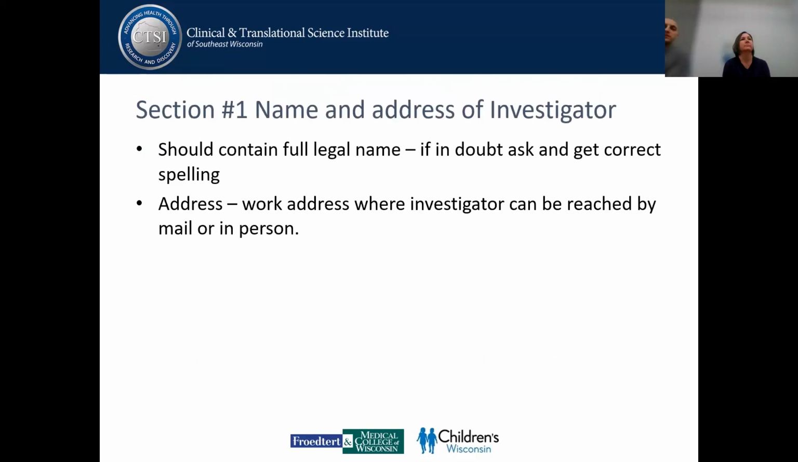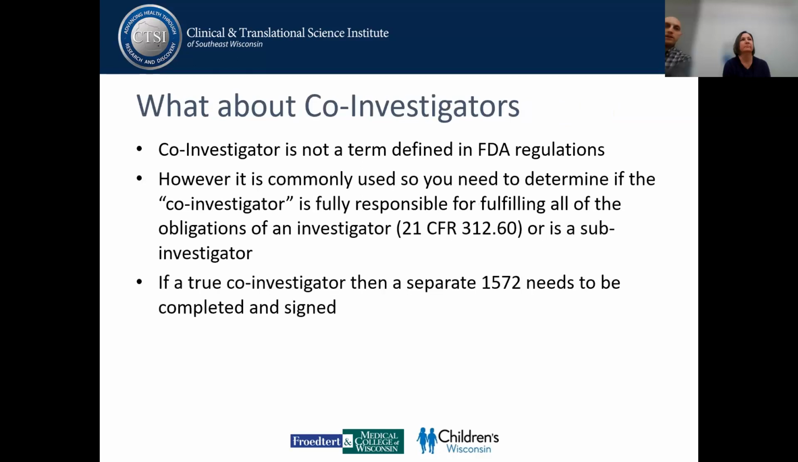So starting with section 1, which is the name and address of the investigator. The name that should be put in should be the full legal name. So make sure that you know that for sure. If in doubt, ask and get it correct, including correct spelling. Sometimes some of the doctors will use a first initial or maybe a nickname, but always use that legal name, since it is more or less a legally binding contract. And for the address, use the work address where the investigator can be reached by mail or in person. This is usually their office address where they're located.